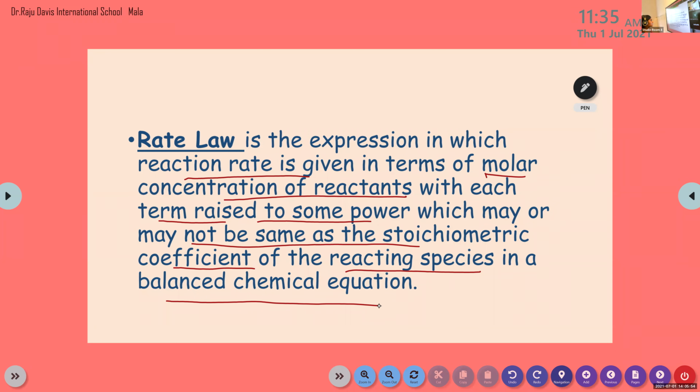Rate law is the expression in which reaction rate is given in terms of molar concentration of reactants with each term raised to some power which may or may not be the same as the stoichiometric coefficient of the reacting species in a balanced chemical equation.